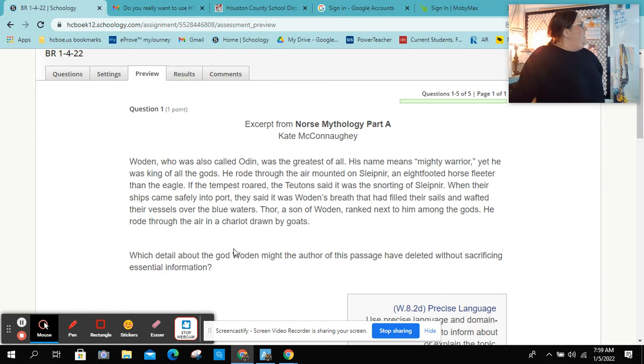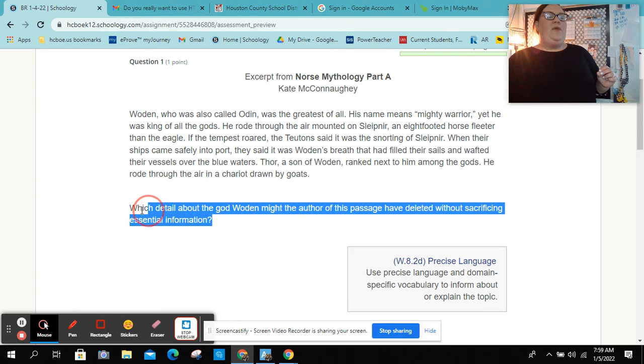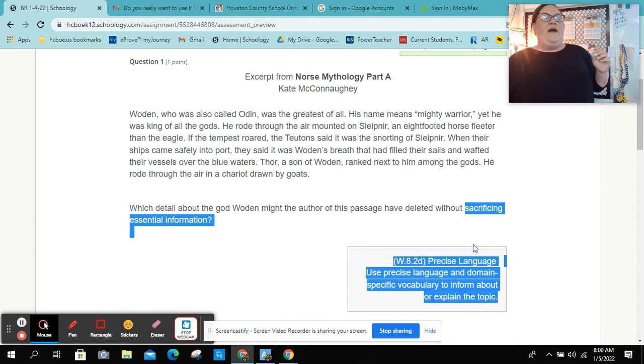All right, on this, okay, it says excerpt from Norse mythology part A. All right, the question here, the first thing you need to do when you get on a test like this is you need to identify the question. What are you being asked to do? And the question here is which detail about the god Woden might the author of this passage have deleted without sacrificing essential information? Okay. What does the word sacrificing mean?